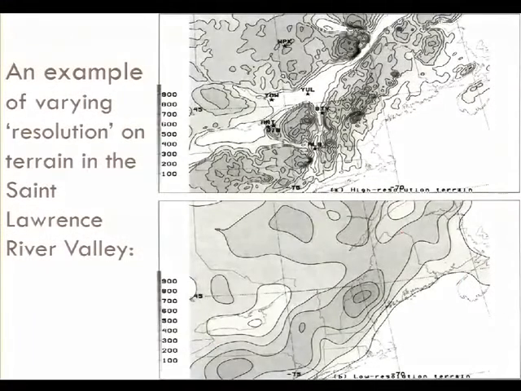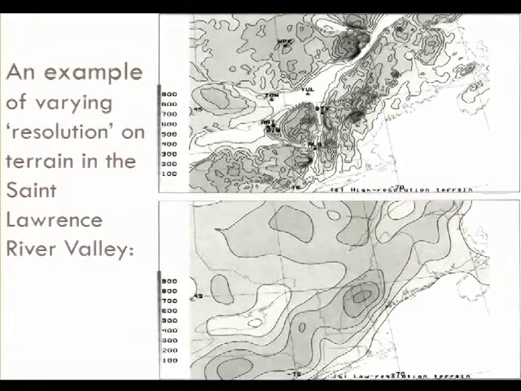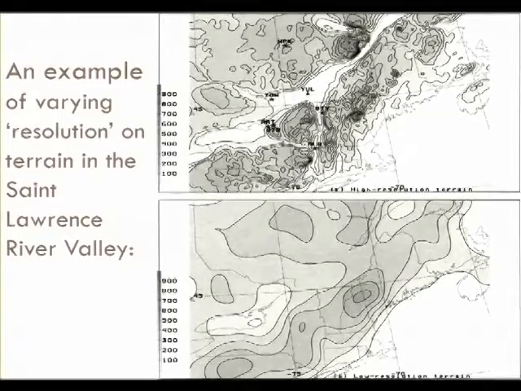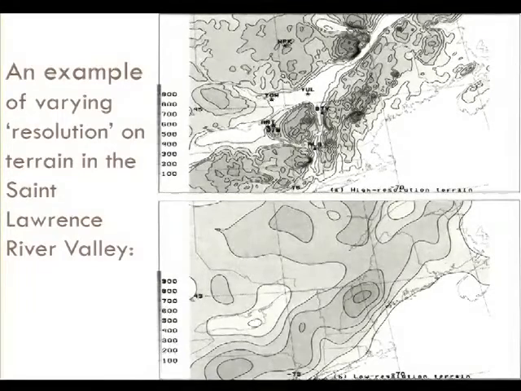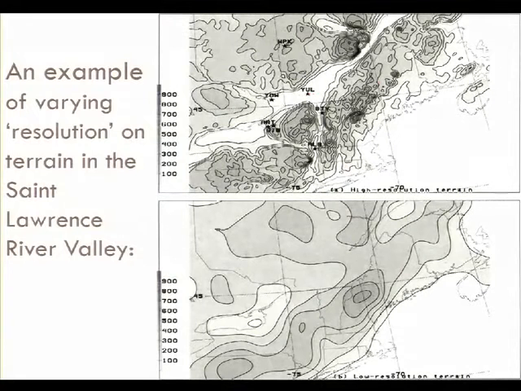So here's another good example, I think. On the bottom here, we have a low resolution model, and on the top one, we have high resolution. High resolution means that the points are closer together, and low means that they're further apart. And here we have Montreal, this little star here. In the lower part, Montreal's surrounded by a whole bunch of different mountains. We've got the Green Mountains, the Adirondacks, the Laurentians. It's surrounded. We're in a valley.